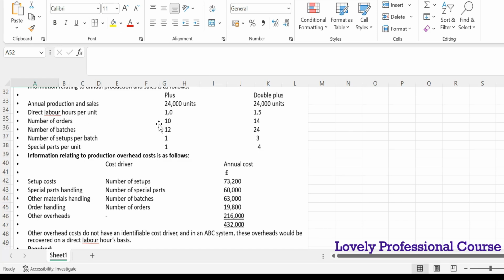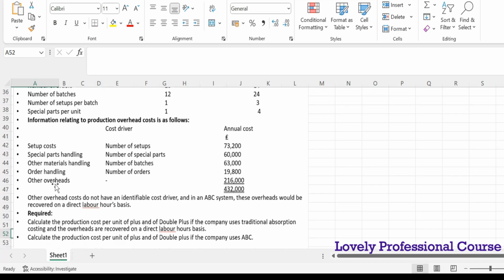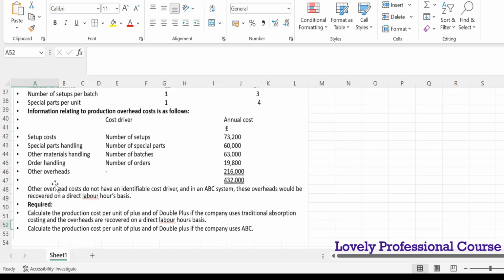So we have this information available to us. The number of orders is 10 and 14 for plus and double plus. The number of batches are 12 and 24, and the number of setups per batch is 1 on plus and 3 on double plus. Special parts per unit: on plus you have 1, on double plus you have 4. Information relating to production overhead cost is as follows.